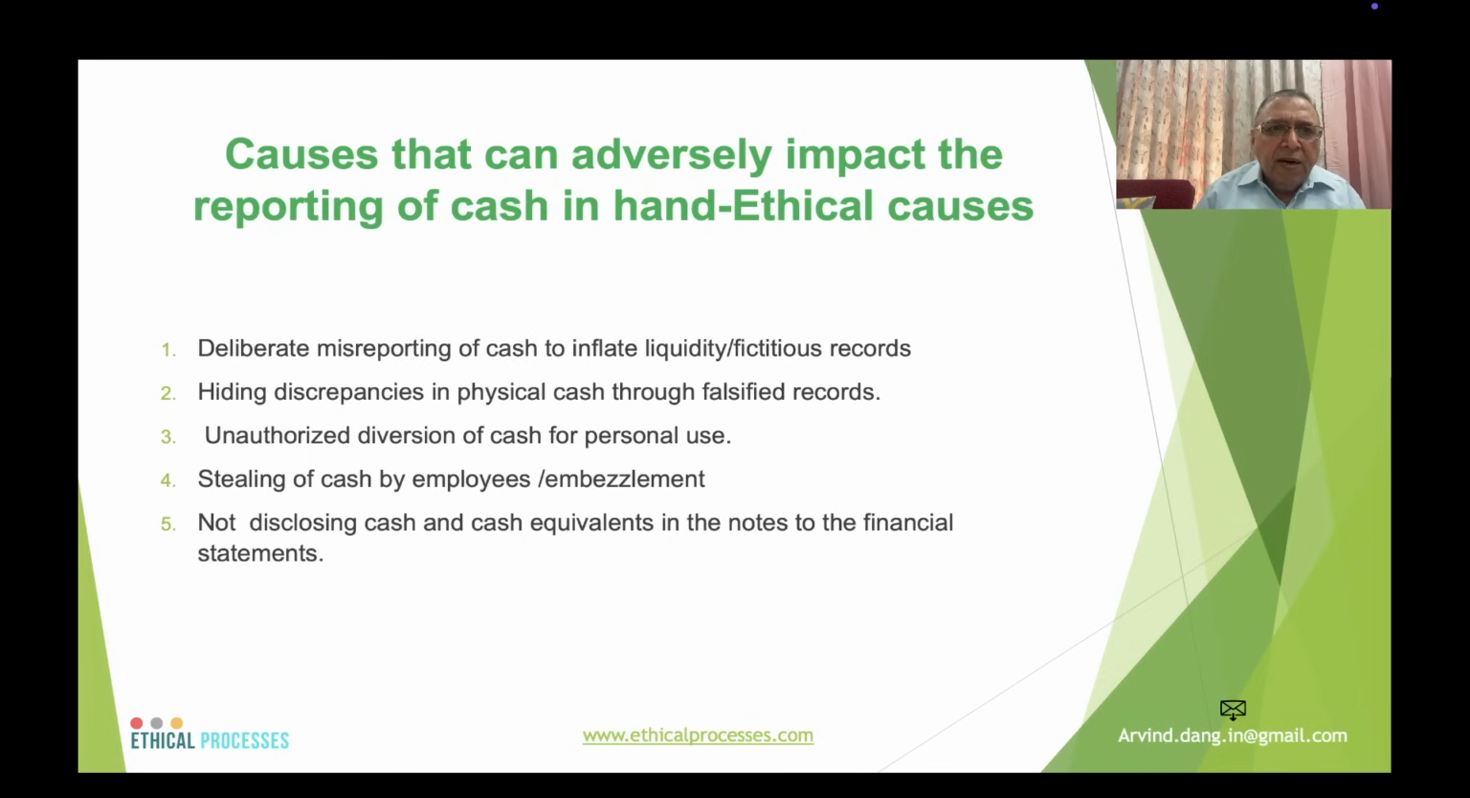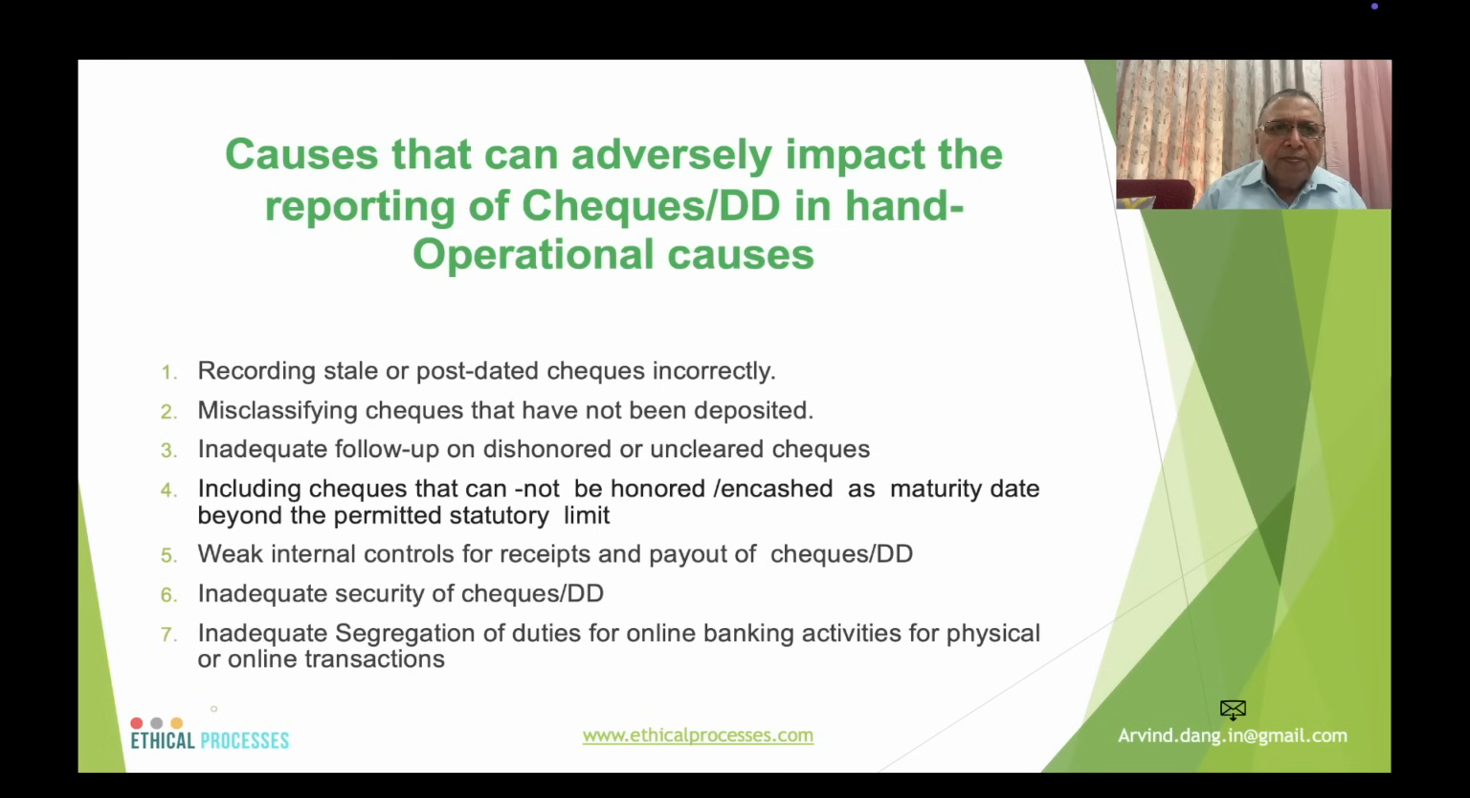Causes that can adversely impact, ethical causes: deliberate misreporting of the cash to inflate liquidity and fictitious records, hiding discrepancies in the physical cash through falsified records, unauthorized diversion of the cash for personal use, stealing of the cash by employees, embezzlement, a common phenomenon in many organizations, and not disclosing cash and cash equivalents in the notes to the financial statements.